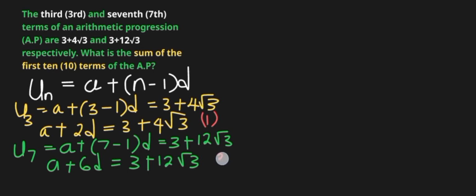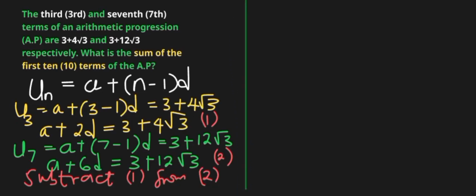This becomes equation 2. Having formed the two equations, our aim is to get the first term and the common difference. And once we know the first term and the common difference, any other problem can actually be solved, including the sum of the first 10 terms that we are asked to find. And to achieve that, we are going to be subtracting the first equation from the second one.